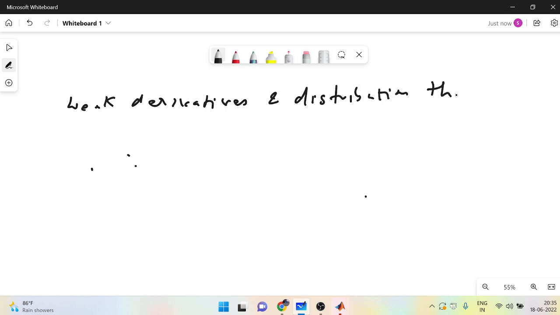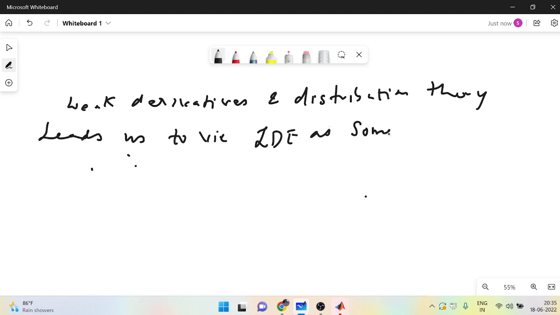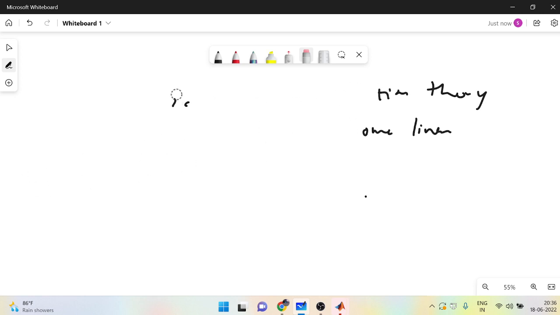So basically the weak derivatives and distribution theory lead us to view linear differential equations as some linear functionals on the space of test functions. So let me just start by defining a weak derivative.